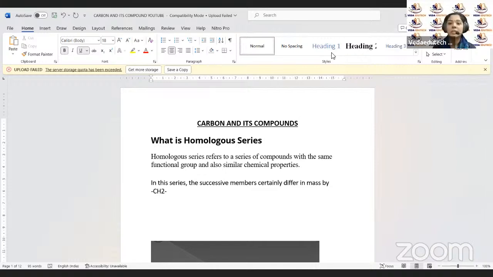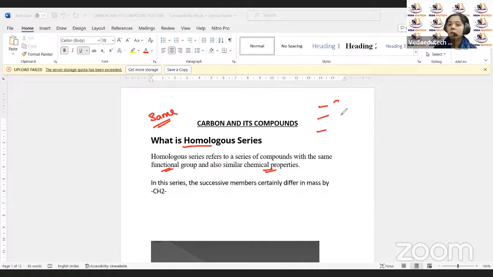We know that homo means same. So in this series, all the compounds are going to have the same functional group as well as the same chemical properties. And all the successive members, like the first member, second member, third member, are going to have a difference of CH2.